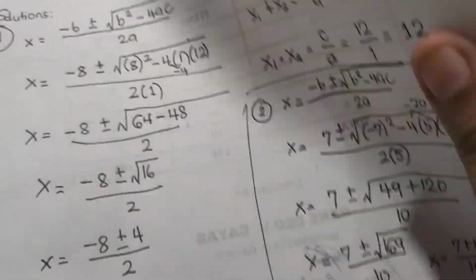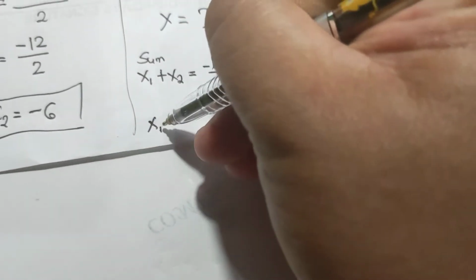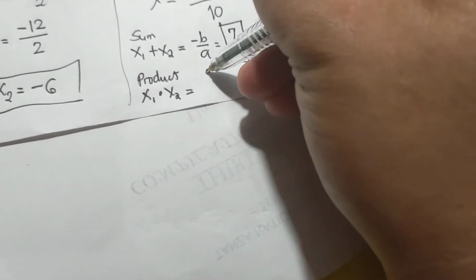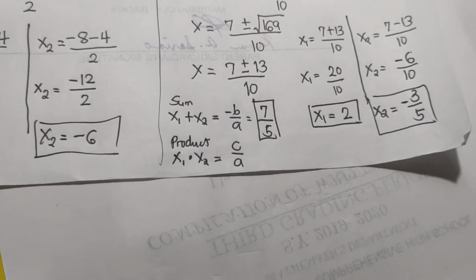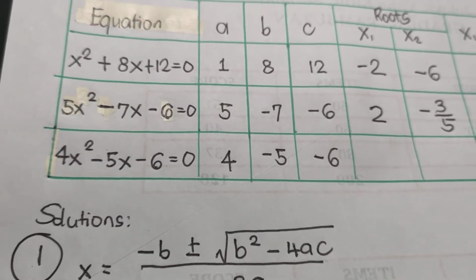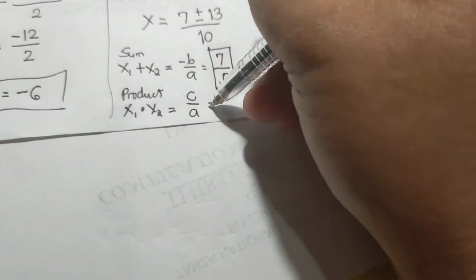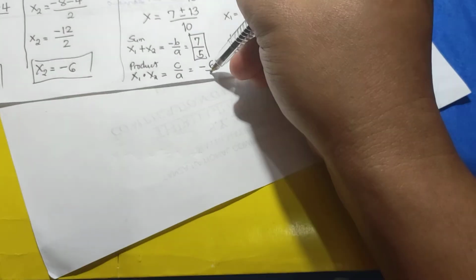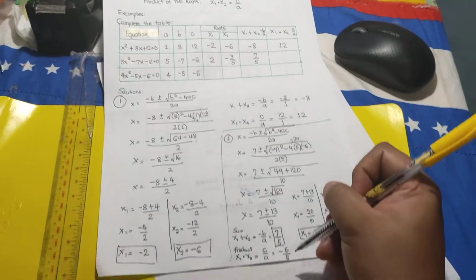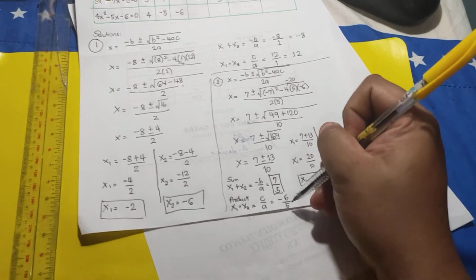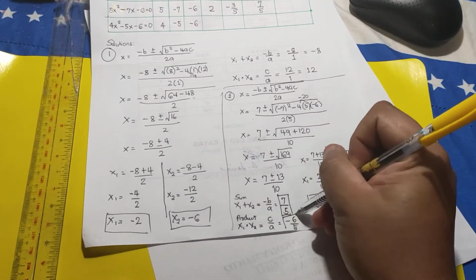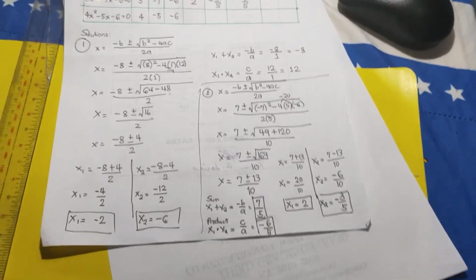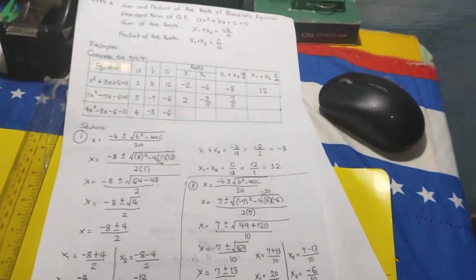Tapos, for the product of the roots, we have x sub 1 times x sub 2 for our product. So we have C over A in our formula. So what is the value of C in our given? So we have negative 6. So lagay natin, negative 6 over, what is our given in our A again? So we have 5. So we have 5 here. Yan. So therefore class, negative 6 over 5, wala rin siyang lowest term. So eto na rin yung magiging answer natin. So yan ang sagot natin sa number 2. Now class, punta tayo sa number 3.